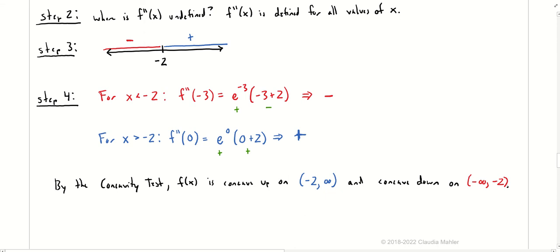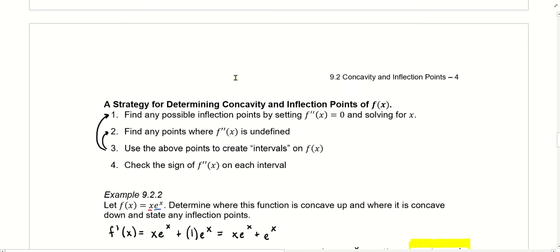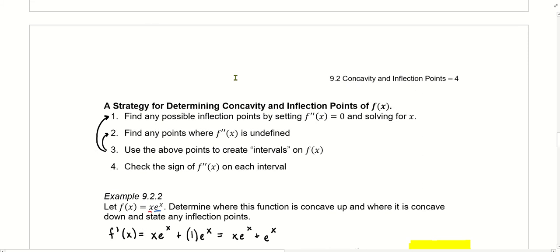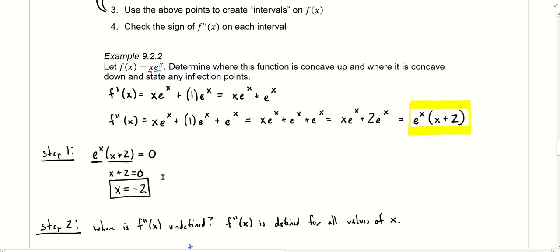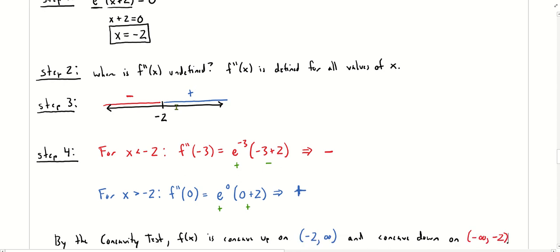Now that's not quite all that we wanted. We also wanted to state any inflection points. So remember, an inflection point is a point where my function is continuous and is the place where my second derivative is 0 and the concavity changes across that point. So the place where my second derivative was 0 was x equals -2, and we just saw that my concavity does in fact change from negative to positive across x equals -2.